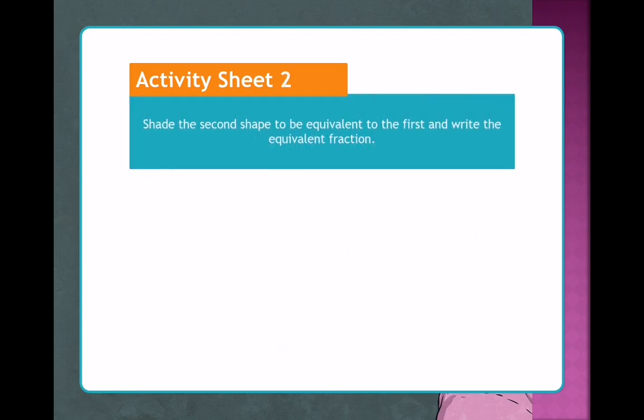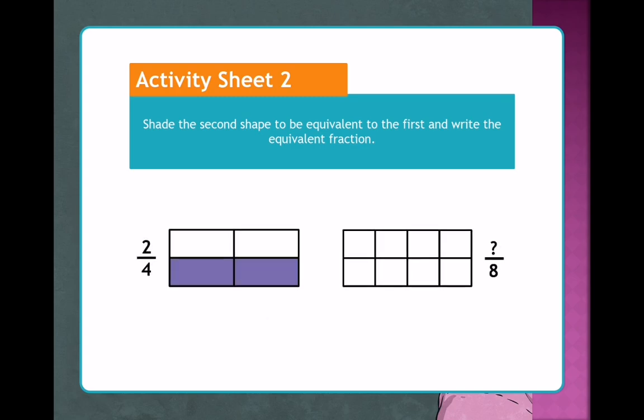Shade the second shape to show an equivalent fraction. Let's see. I have 2 over 4, and I have out of 8, so how many parts, if I want them to be equivalent? For the 4 to be 8, we need to multiply by 2. Also, 4 times 2 is 8, so 2 times 2 will be 4, which is 4 over 8. These two fractions are equal. They are equivalent fractions.